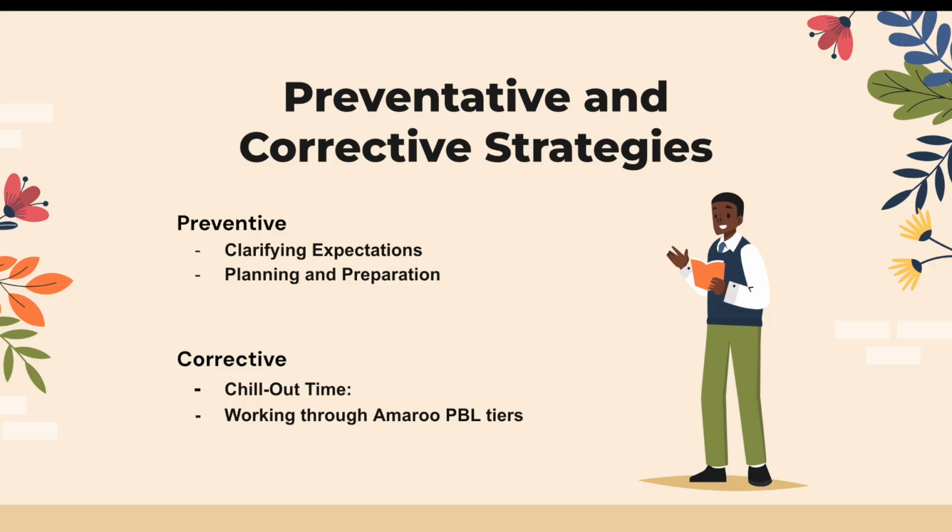Chill-out time. This is a pre-arranged place and process for a student to calm down when feeling out of control and defiant. This helps students recognise and manage their feelings and regulate themselves without further disruptions to the class. Working through Amaru School PBL tiers. By using the Amaru School PBL framework, behaviours will be met with expected consequences. By moving through the 3 tiers, the student and teacher will both have a shared understanding of how behaviours will be managed in the classroom.